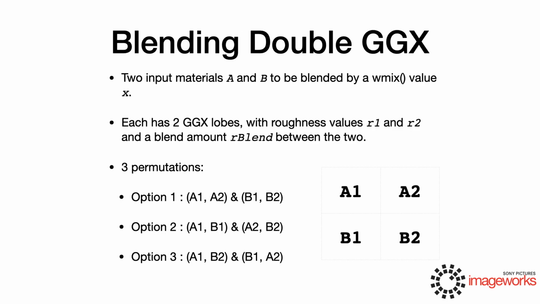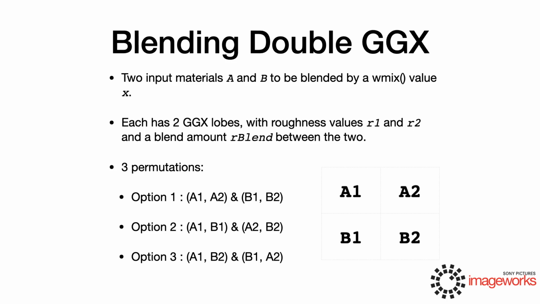One of the cases we can do better than a simple linear blend of the data inside the substructs is with our GGX lobes. Our shading model has two GGX lobes, so we have two roughness values and a 0 to 1 blend between the two lobes in each material. If we have two input materials A and B that are being blended and have computed a wmix value x, then there are 4 lobes in total to consider. We need to reduce this to 2 final output GGX lobes.